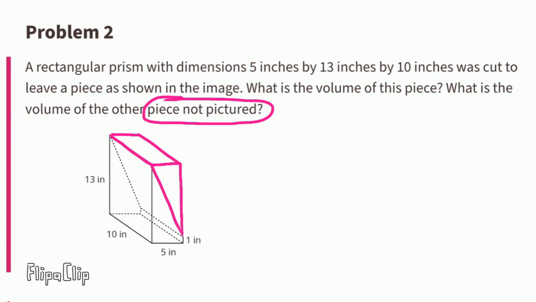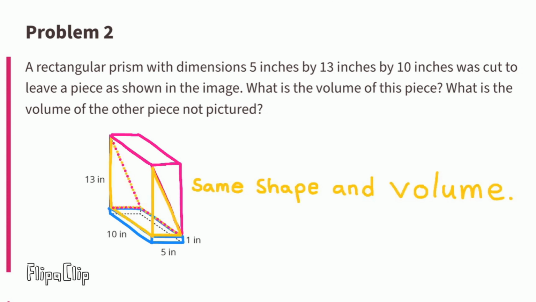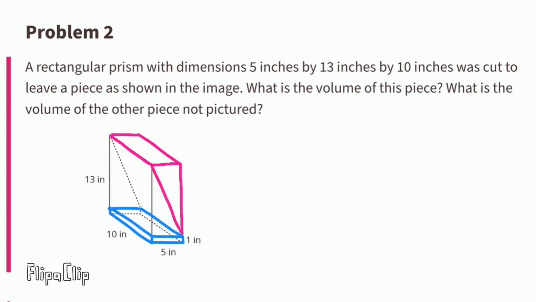The piece not pictured is going to have a slightly smaller volume compared to the piece pictured. The difference in volume for these two pieces is represented here in blue. I'm going to turn these into 3 separate shapes, the blue piece on the bottom and then the yellow piece and the red piece that are the same shape and volume. First, let's find the volume of this red piece.